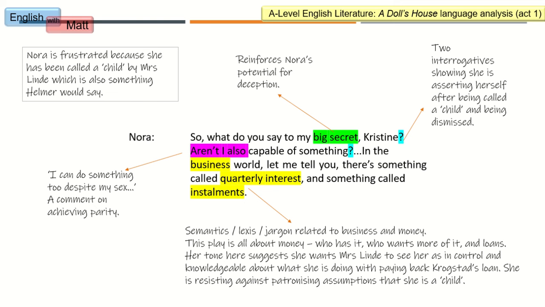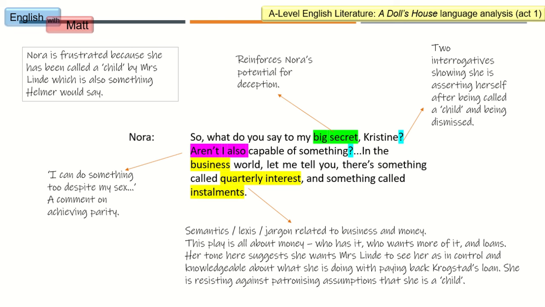In the yellow here, we have jargon and semantics and lexis, essentially all meaning the same thing, a group of words which are related to business and money. And of course, what she's trying to do is assert her credibility with money. She is trying to give the impression that she knows what she's doing regarding the loan and being able to pay back Krogstad for this debt.